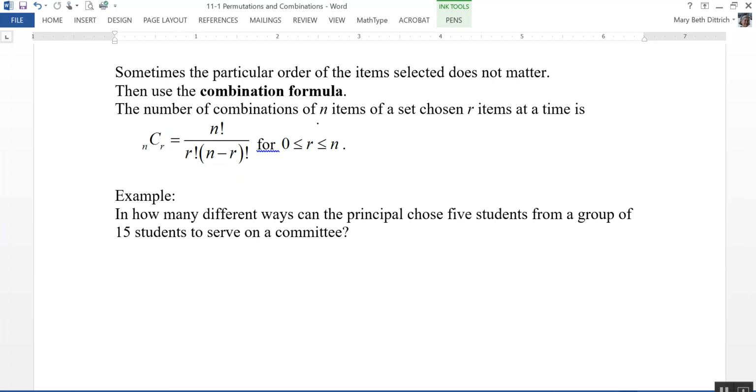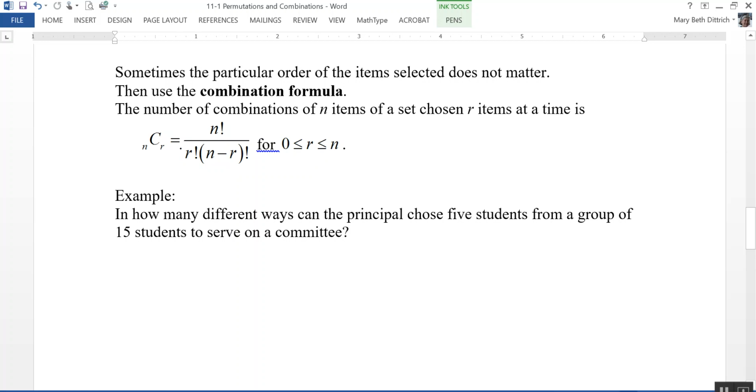So the number of combinations of n items of a set chosen r items at a time is this formula here. A subscript n, an uppercase C, a subscript r, and that is equal to n factorial divided by r factorial times the quantity n minus r factorial. And again, r is greater than or equal to 0 and n is greater than or equal to r. Notice that the only difference in this formula is it adds this r factorial on the bottom.